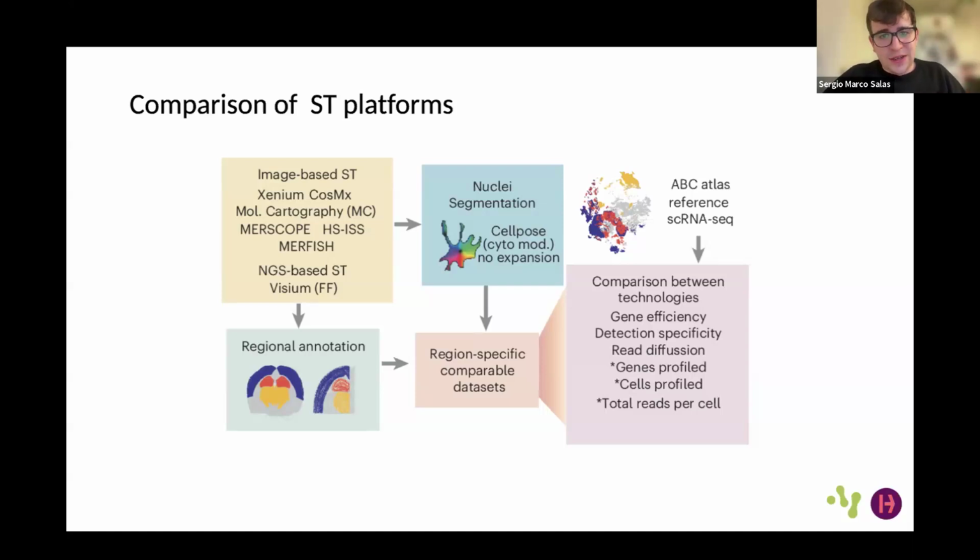The reason why we redid the segmentation was that segmentation can affect the comparison, and different technologies present different types of segmentation. Some of them are membrane stain based, some of them are nuclei based, some of them employ hybrid strategies. And in our case, we employed Cellpose, which is a nuclei-based segmentation based on deep learning, a very popular strategy. And we know it's not the optimal one, but we wanted to have a common reference segmentation across different regions. And then we employed different metrics to compare the different technologies.